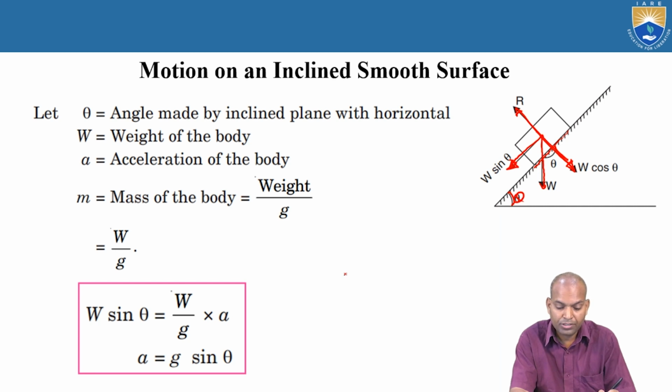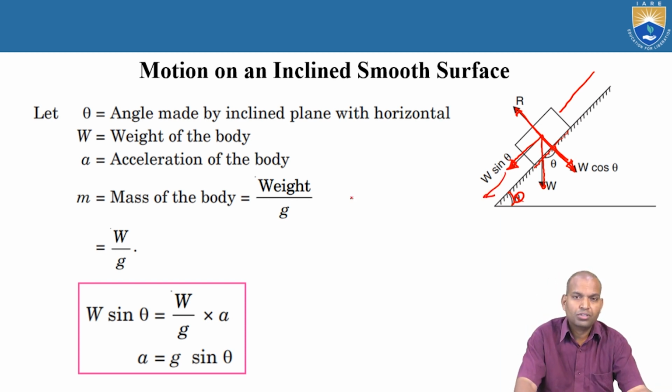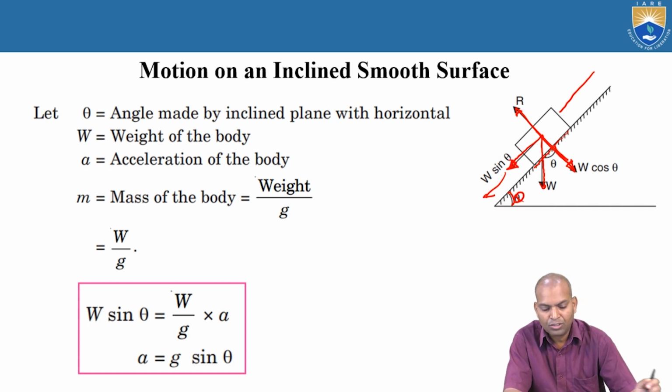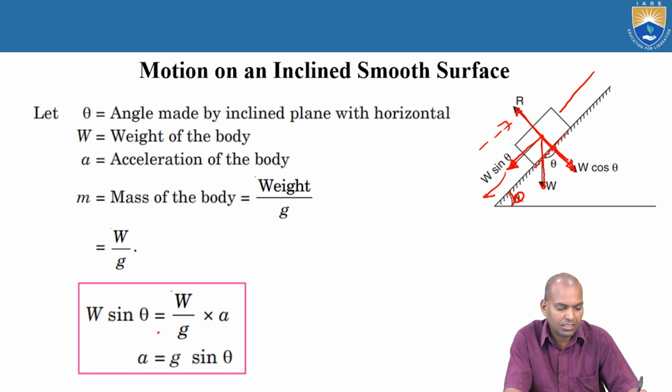Now, which force are we going to consider here? The body is moving downwards along the inclined plane, so we are going to consider the component parallel to the inclined plane, which is W sin theta. W sin theta equals mass times acceleration, that is W by g times a, the inertia force. W sin theta equals W by g times acceleration.